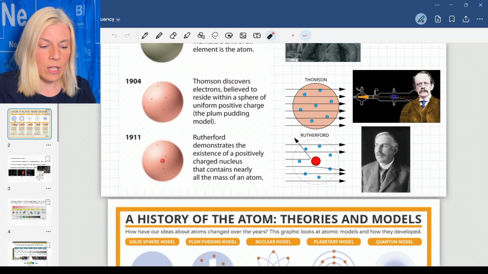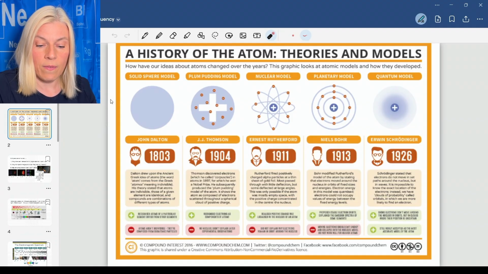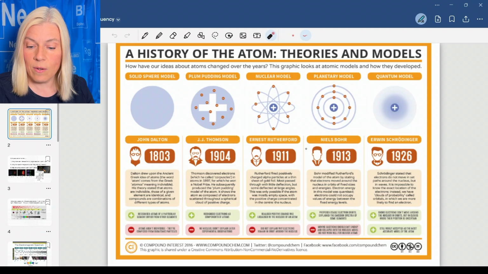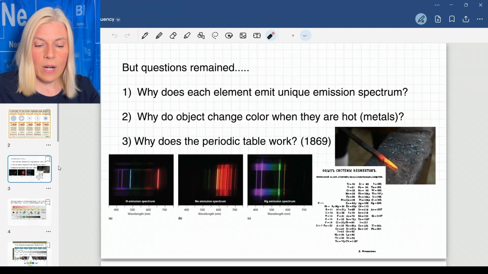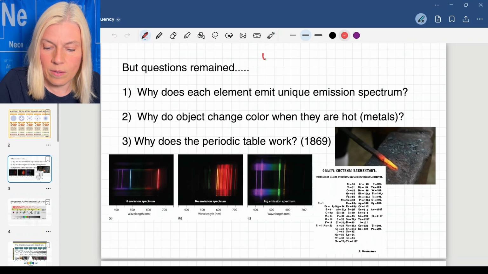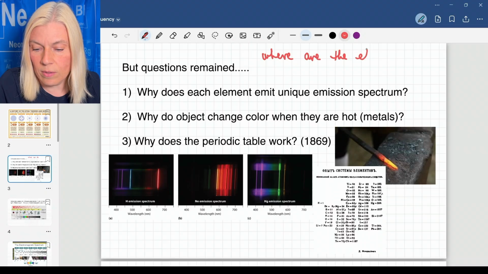So here is just our history of atoms. Here are different theories. So here we have John Dalton first, then J.J. Thomson, plum pudding model, Rutherford nuclear model, and now in the next series of videos, we go to these next two models, the planetary model and the quantum model. So where are the electrons? That is the big question. Where are the electrons? Let's write this. So where are the electrons?